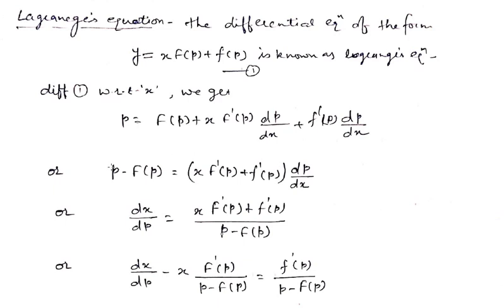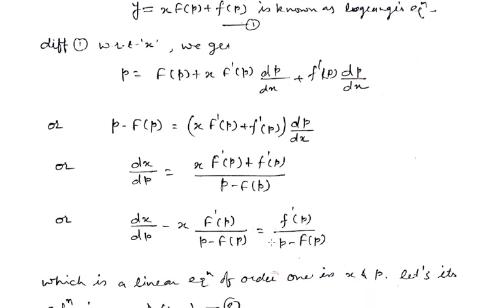From here we can rewrite this equation as dx upon dp. So shifting dx upon dp into the left hand part and dividing this equation by p minus f(p), we get in the right hand part x f prime p plus g prime p, upon p minus f(p). Now further we can rearrange this equation as dx upon dp minus x into f prime p upon p minus f(p) equals g prime p upon p minus f(p). This is a linear differential equation of order 1. Here x is the dependent variable and p is the independent variable.